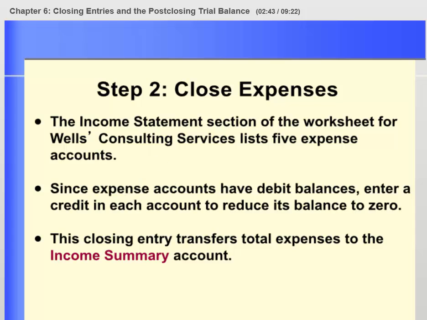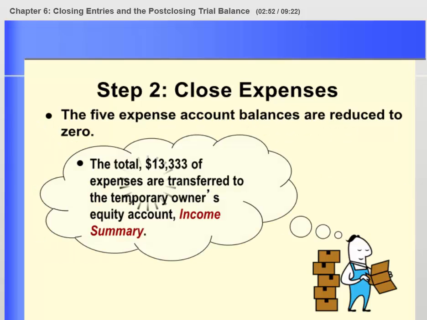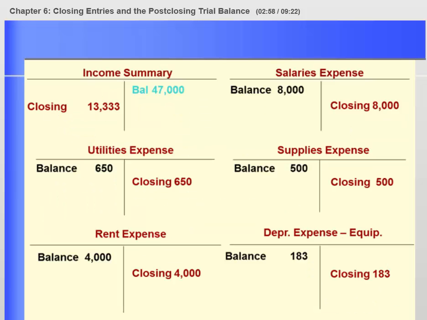Step 2 is to close all of the expense accounts. Since expense accounts have a debit balance, we need to credit them to close their balances to zero. When closing the expense accounts, we will transfer their balances to the income summary account. Since the expense accounts have a debit balance, we need to credit them to close them to zero. A corresponding debit will be made to the income summary account.